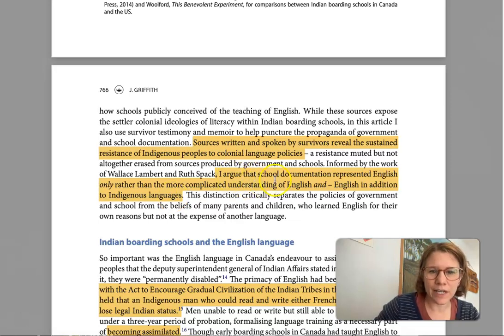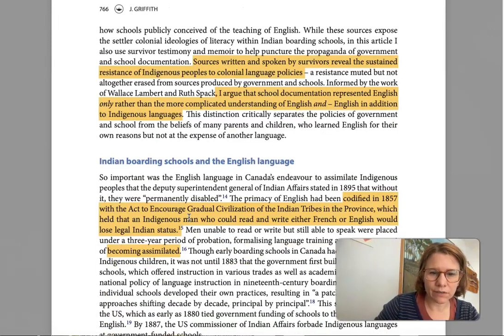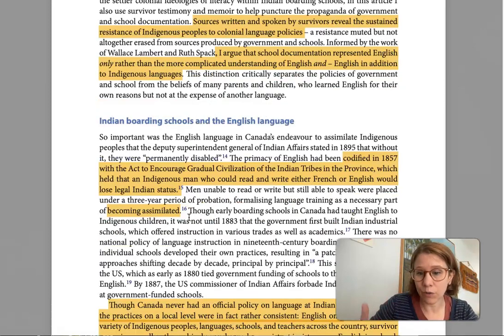So she argues that school documentation represented English only rather than the more complicated understanding of English in addition to Indigenous languages. So that's kind of what she's going to prove in the rest of her paper.